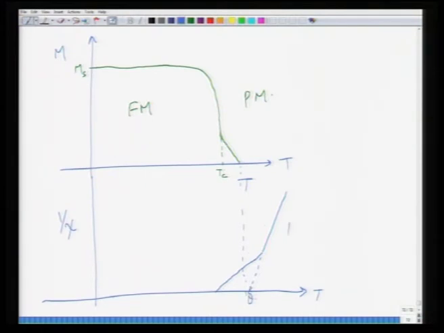So, this is your paramagnetic state and this is your ferromagnetic state. This is the behavior of Ms: it starts off almost flat, then it drops near the Tc, and then near the Tc it dies off slowly, leading to zero magnetization, whereas 1 over chi is a signature of basically a phase transition to a spontaneously ordered phase, ordered in the sense of ferromagnetic ordering.